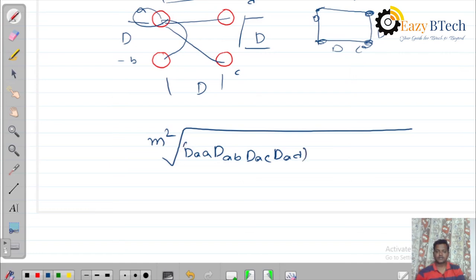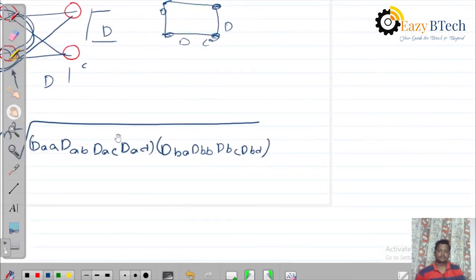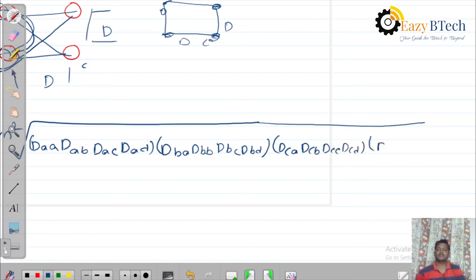Next, this is from conductor A. Next, conductor B: DBA, DBB, DBC, DBD. Next, DCA, DCB, DCC, DCD. Next, from D, we can calculate DA, DB, DC, DD. Now write the values. M is 4 now, therefore it is 4 square.